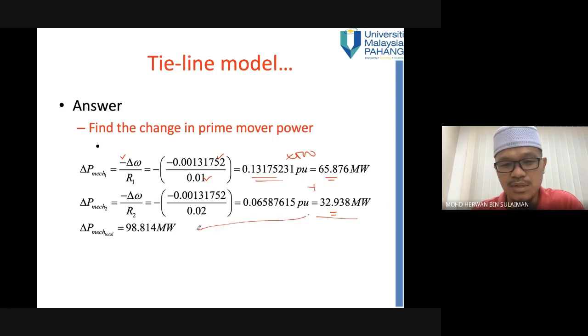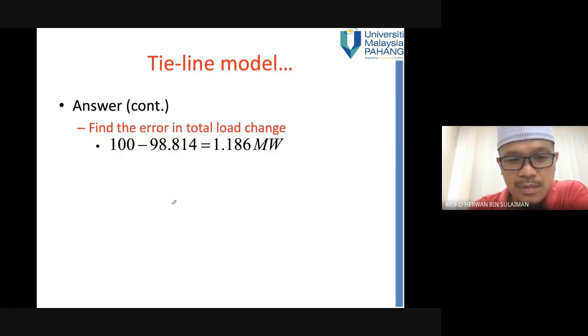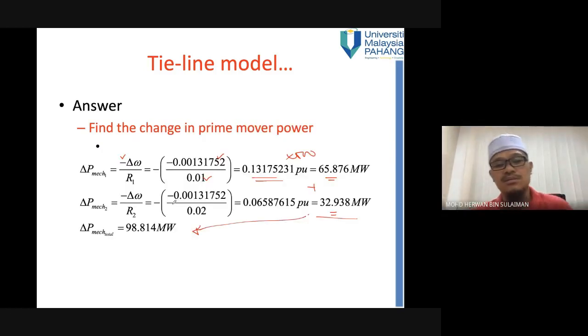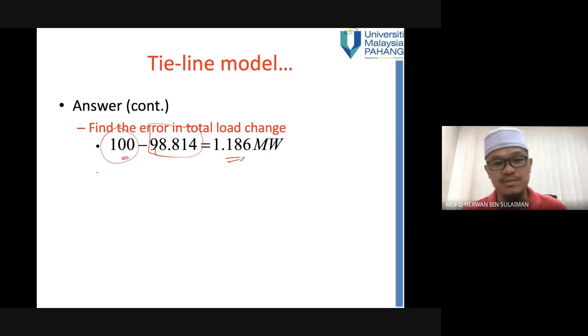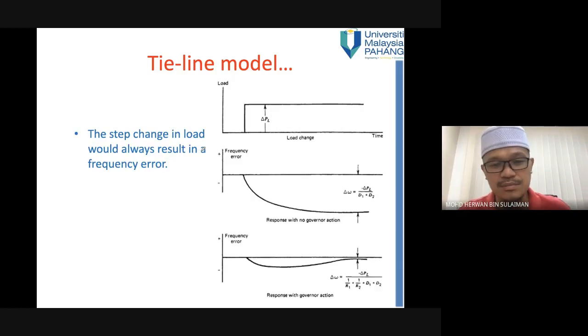So delta Pm total, when you sum this, you get 98.814 megawatts. So what happened here is there is a slight error in the total load change. Instead of 100 megawatts, in the prime mover you get 98.814 megawatts. So the error is 1.186 megawatts. The load change is 100, right, just now, but what happened in the prime mover is only 98.814. So there is an error of 1.186 megawatts.